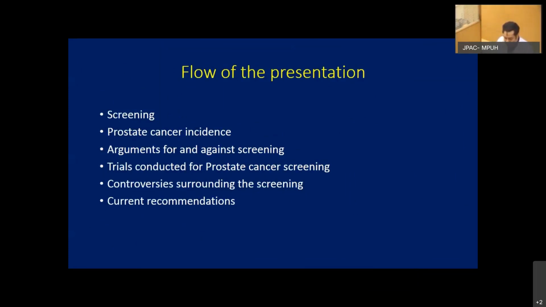The flow of my presentation today will be the definition of screening, the incidence of prostate cancer and differences in USA and India, the arguments for and against screening, the trials conducted for prostate cancer screening, the controversies surrounding the screening, and the current recommendations.